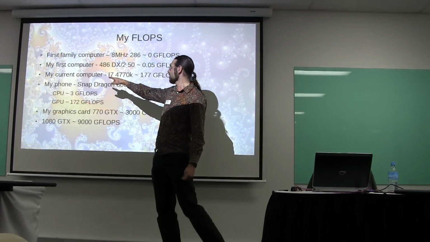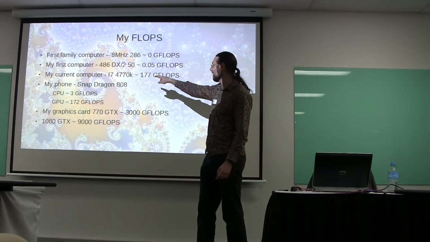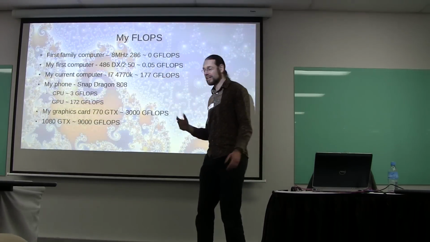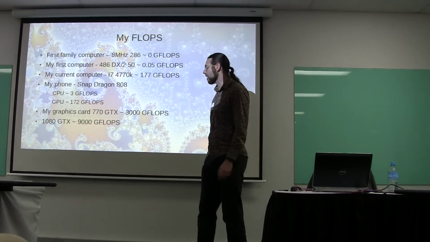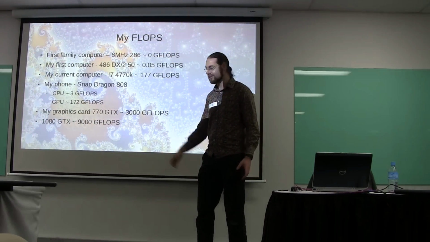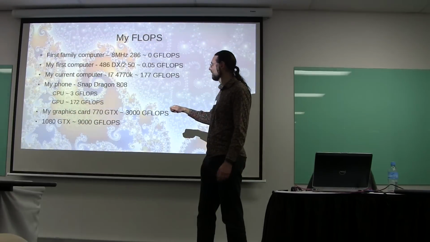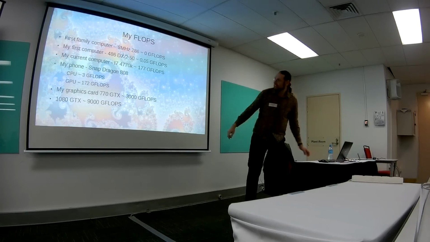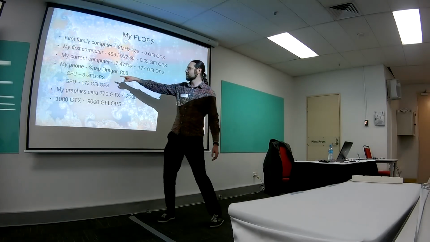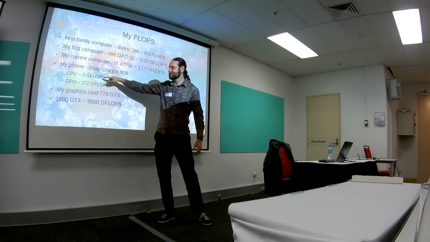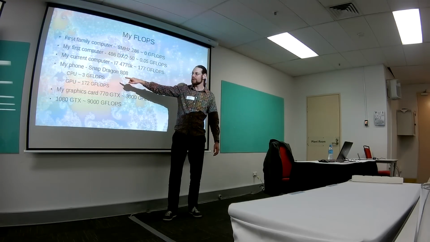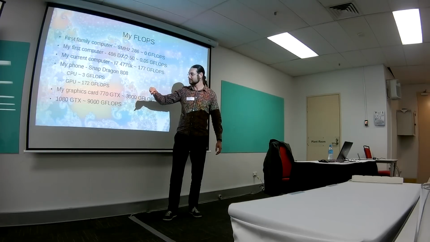My current computer is an i7 4770K, 177 gigaflops. That's actually quite significant in terms of some of the supercomputers we're looking at. And my phone here, 3 gigaflops. I'm not sure exactly how much I can work it out, but that's quite a bit faster than the Cray 2 supercomputer, so 50% faster.